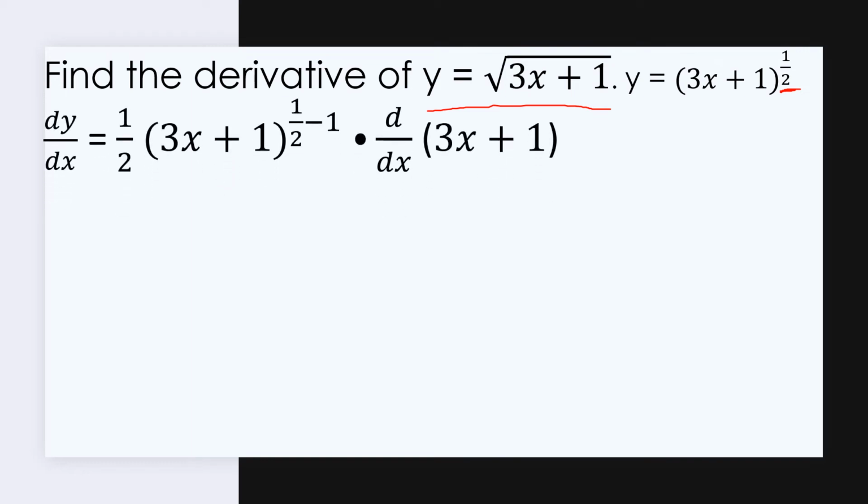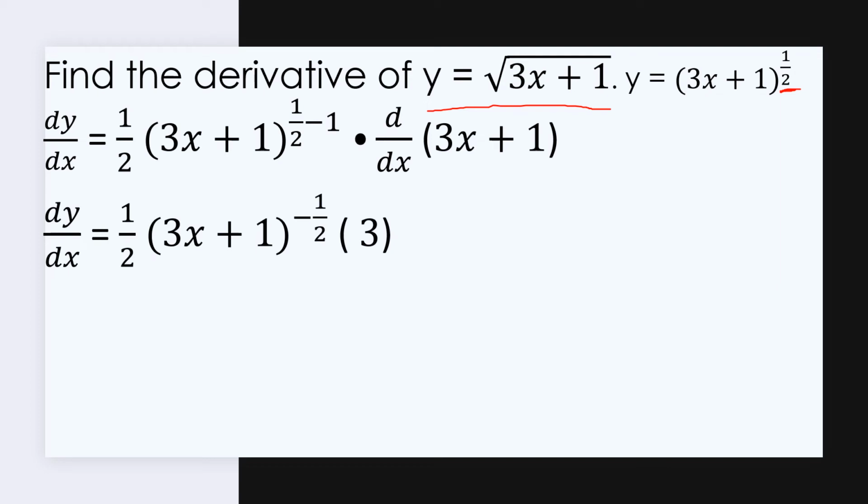Another example. Find the derivative of a radical, the square root of 3x plus 1. We all know that to solve this in chain rule, you have to transform it into exponential. The square root is raised to the power of 1/2; for a cube root, raised to the power of 1/3. Following the formula of the chain rule, 1/2 times 1, we have 1/2. Then (3x plus 1) raised to 1/2 minus 1 times the derivative of 3x plus 1.